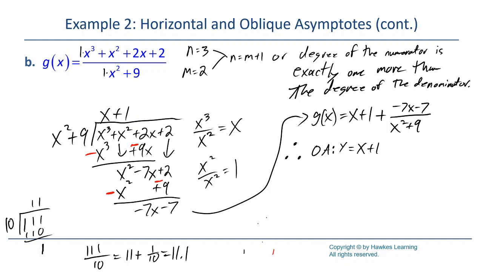And my recommendation is plot g of x, but also make sure you plot y equals x plus 1. And when you do that, you'll see two different lines, and you'll notice that the graph of g of x does follow the graph of x plus 1 a little bit.